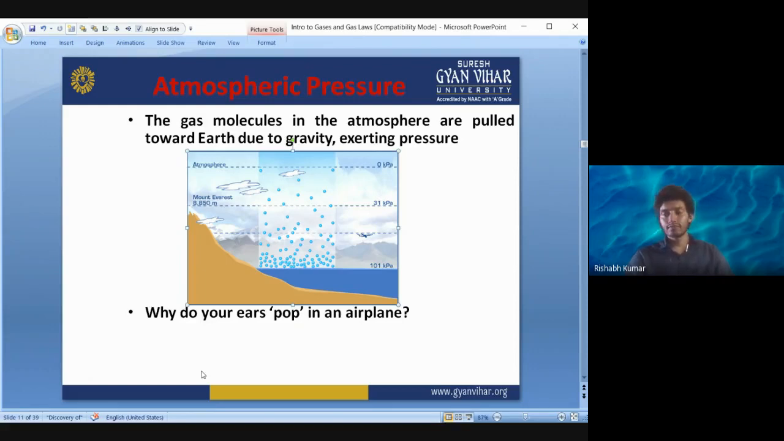Because the concentration of the gas is more near the surface, as we move up, as the elevation increases, we know that the density of the gas or the air decreases, right? So atmospheric pressure also decreases as we move in the upward direction. This is also one of the reasons why it becomes harder to breathe as we move to high altitude areas, right?